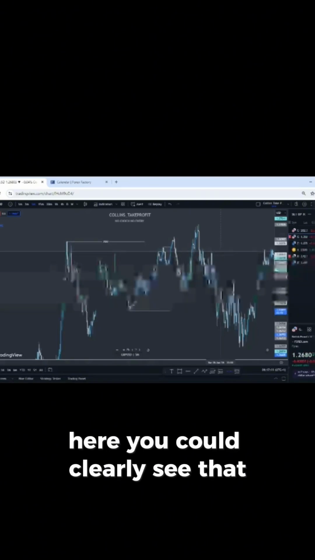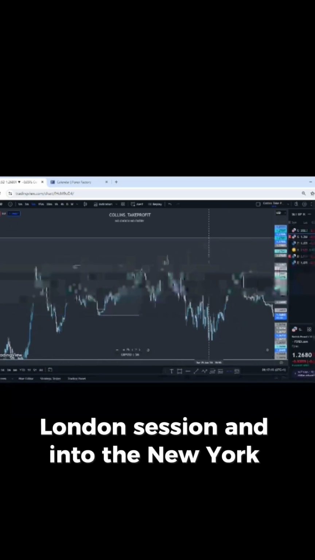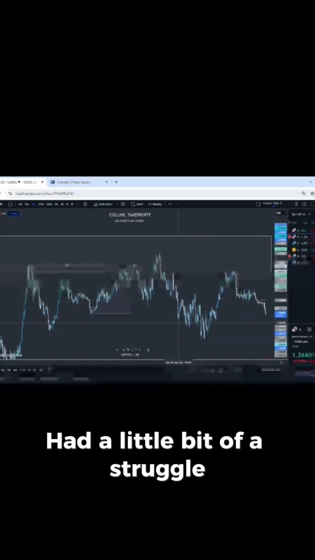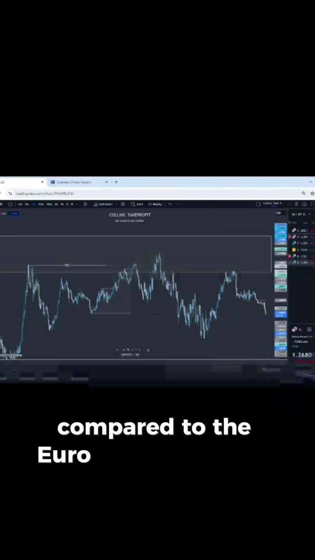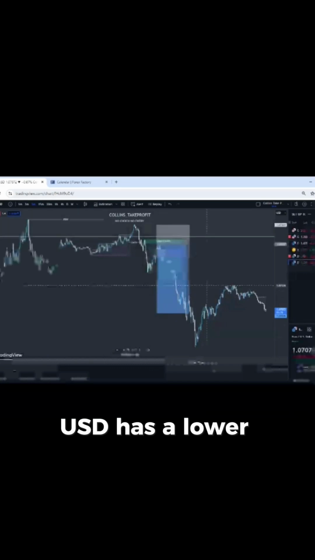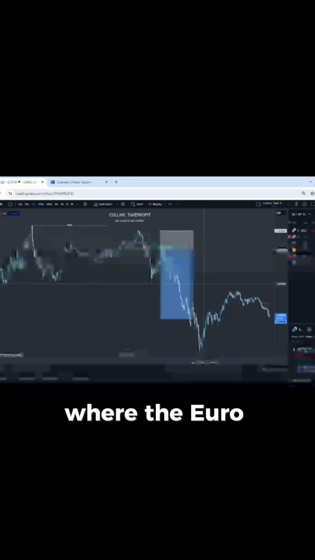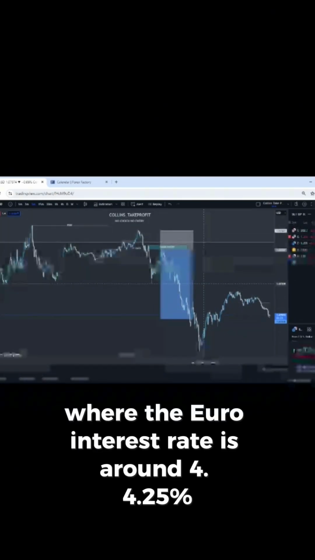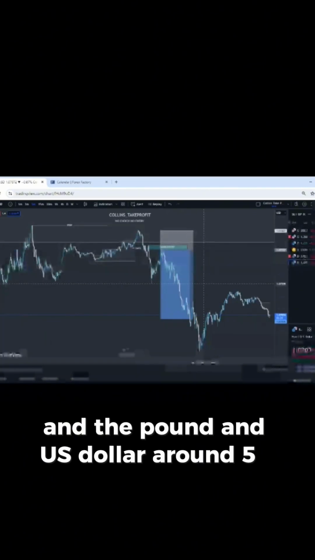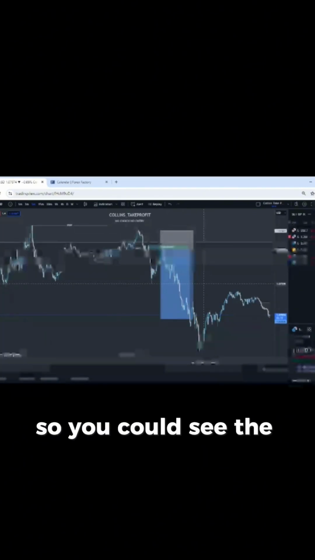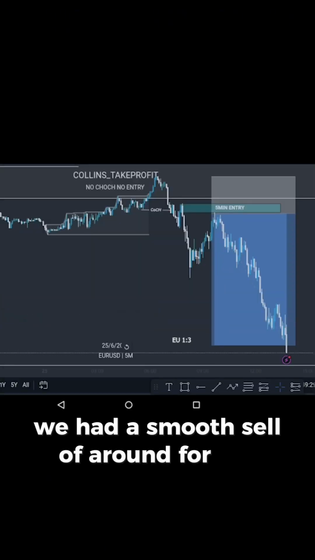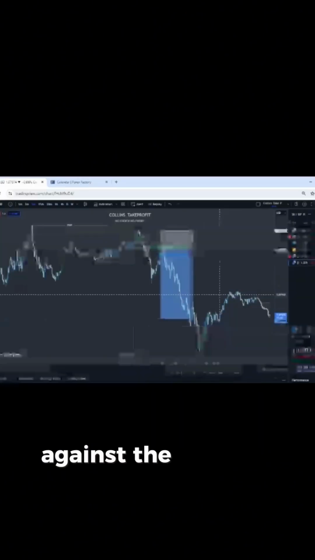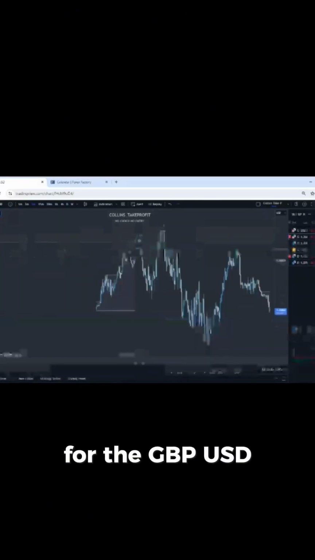Here you could clearly see that it was a struggle during the London session and into the New York session. The US dollar had a little bit of a struggle pushing price downwards against the pound, compared to the EUR/USD, where the Euro has a lower interest rate against the US dollar, where the Euro interest rate is around 4.25 and the pound and the US dollar is around 5.50. So you could see the difference in the interest rate, and that is why we had a smooth sell-off for the EUR/USD against the struggle for the GBP/USD.